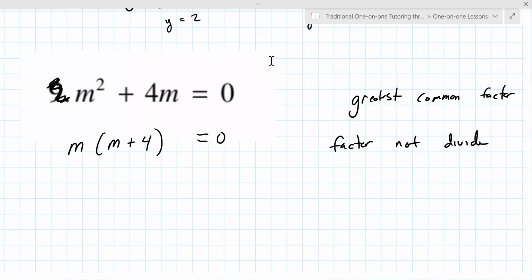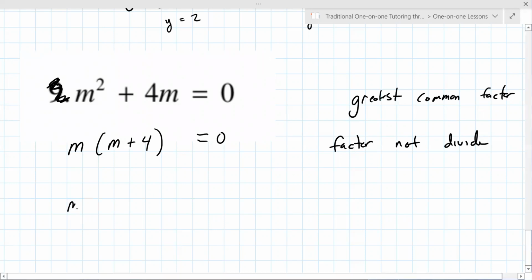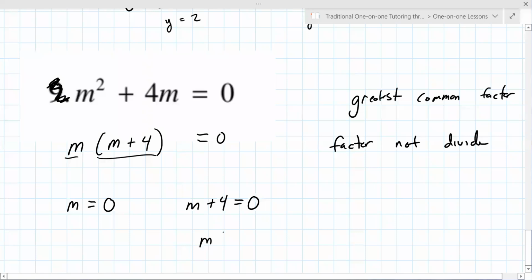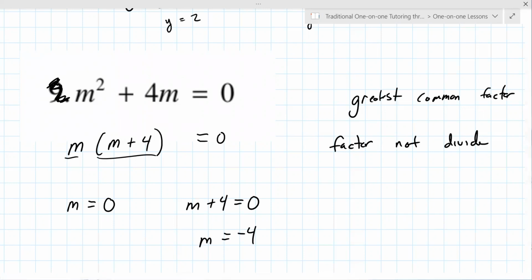So from here, the next thing to do is to write each factor equal to 0. It's called the zero product property, but you don't need to know that. You do need to know, hey, I have to write each of these equal to 0. So M is either 0 or M is minus 4. Any questions on that? Do you want one like this to try? Yeah, maybe one more like that.